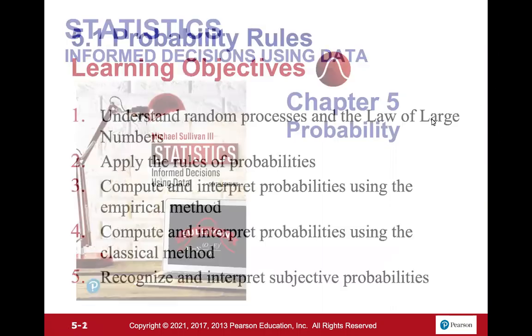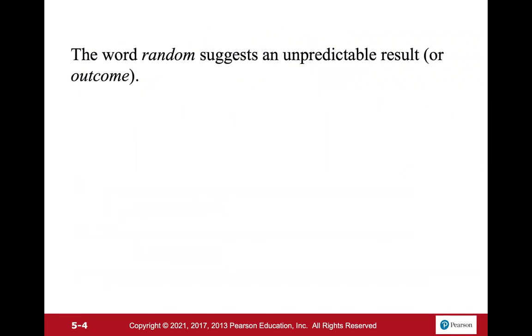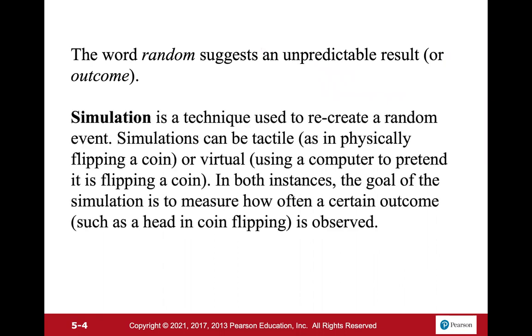From here, chapter 5, 5.1 is probability rules, just introducing us to probability and starting with the law of large numbers. The word random suggests an unpredictable result or outcome. Simulation is a technique used to recreate a random event. Simulations can be tactile, as in physically flipping a coin, or virtual, using a computer to pretend to flip a coin for you. In both instances, the goal of the simulation is to measure how often a certain outcome, such as heads in flipping a coin, is observed.